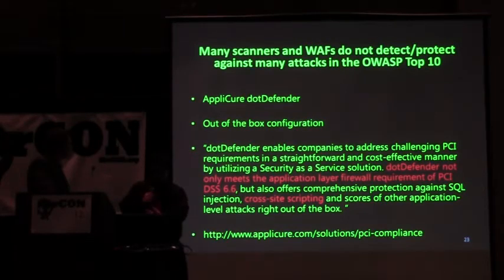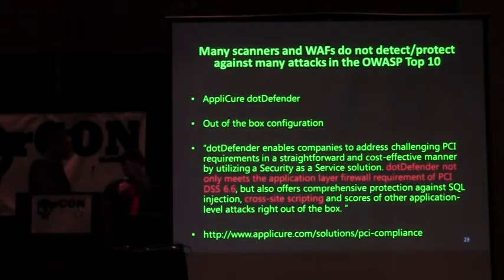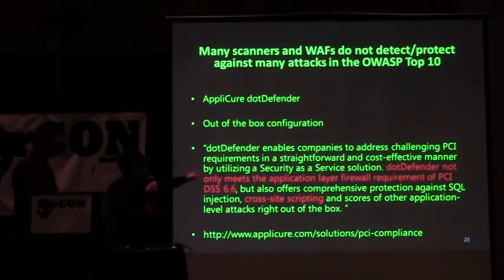Now, this is something I actually got from their website. Notice this: .defender not only meets the application layer firewall requirements of PCI DSS 6.6, but also offers comprehensive protection against SQL injection, cross-site scripting, and scores of other application level attacks right out of the box. I want to point that out, right out of the box. That's the key word. So once again, if you take time to do some whitelisting, maybe this isn't the case, but they're claiming that out of the box this is doing this. So what does it take to bypass this?